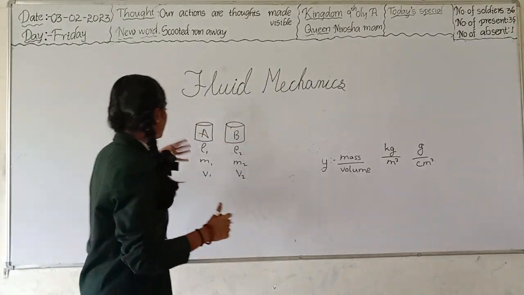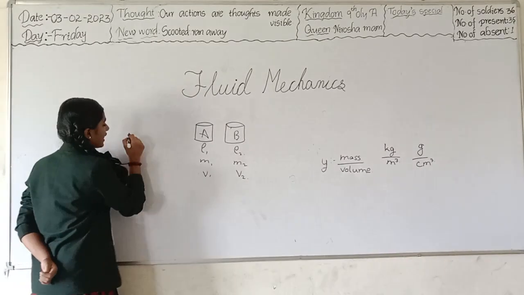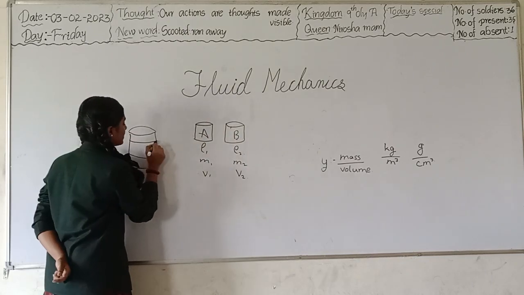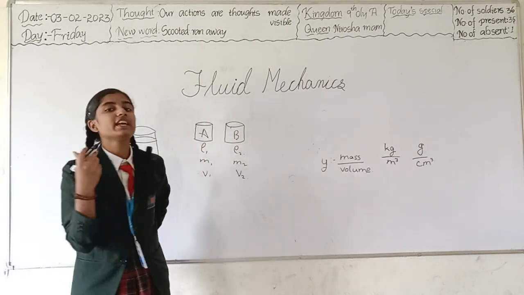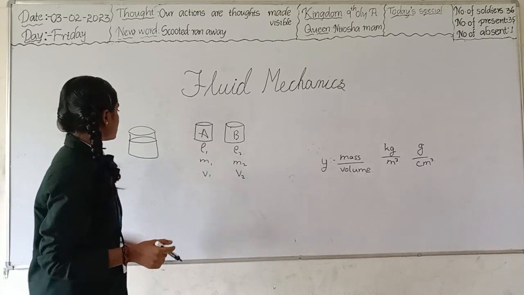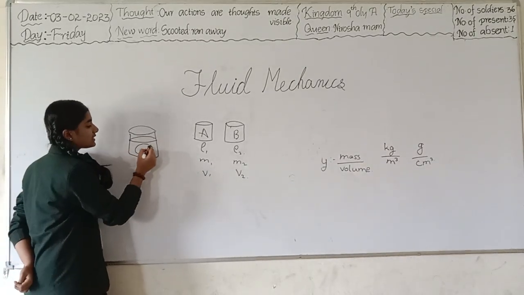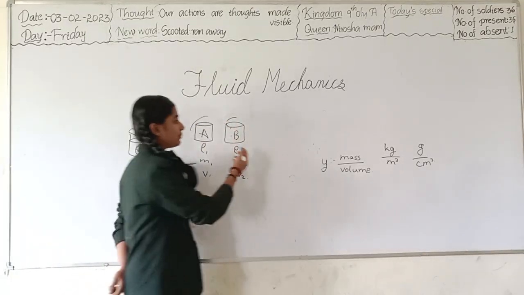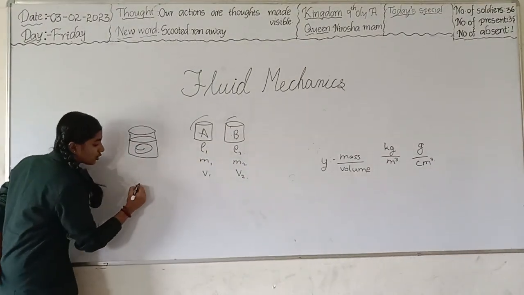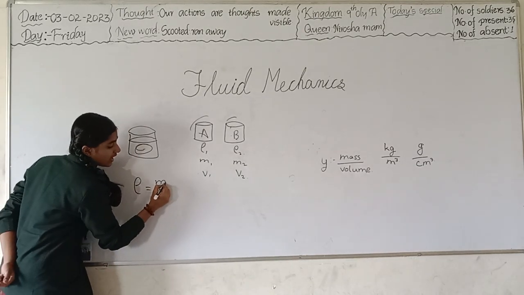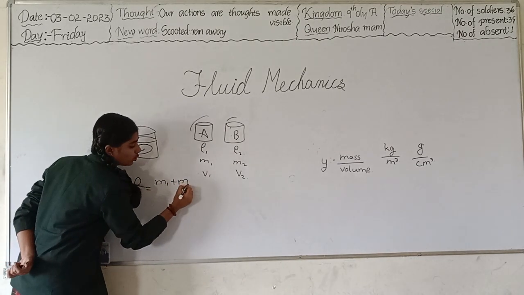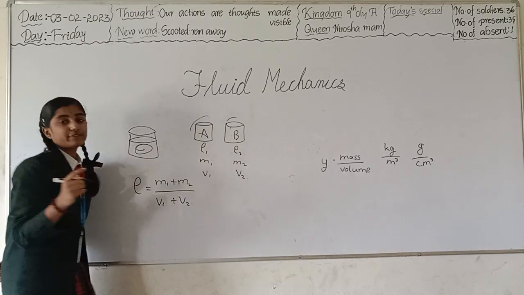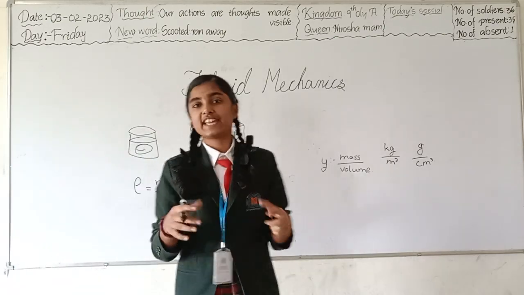Imagine we have a big beaker and we have mixed both these substances in this beaker. So what do we get? We get a mixture of those substances. To find the total density of this mixture with the help of these substances, it will be written as: total density equals M1 plus M2 by V1 plus V2. I have told you, right, we are going to do some fun case studies.